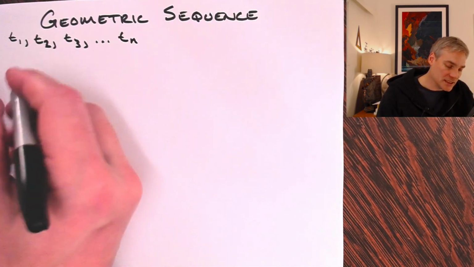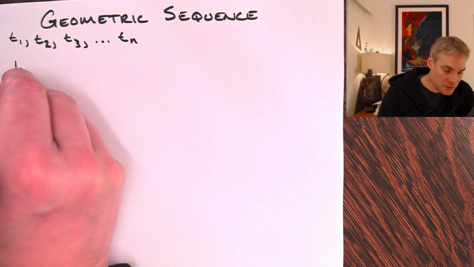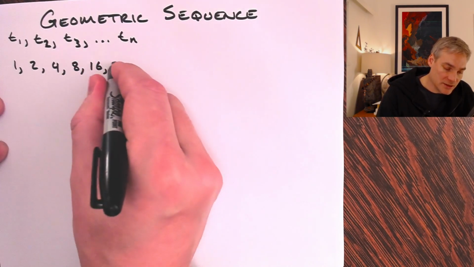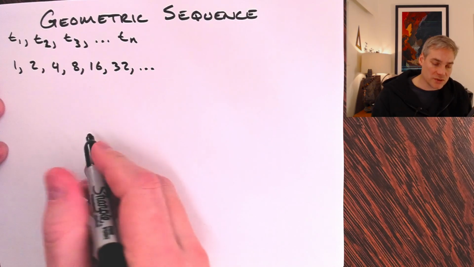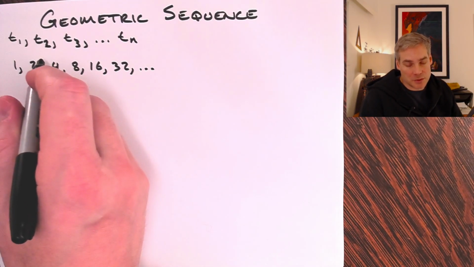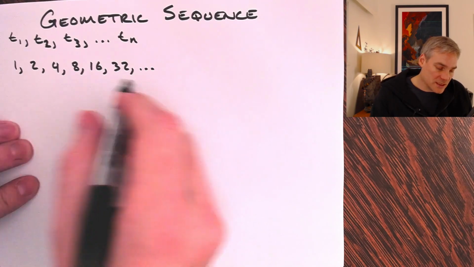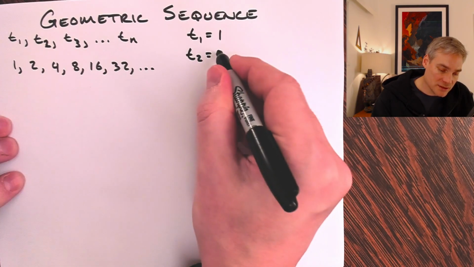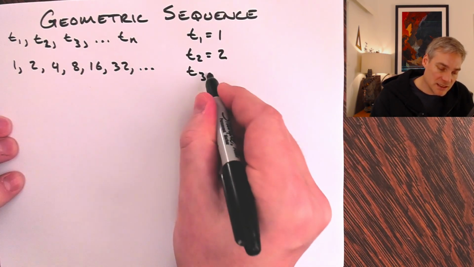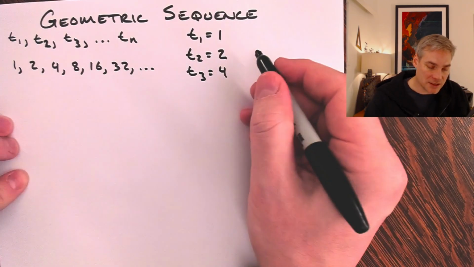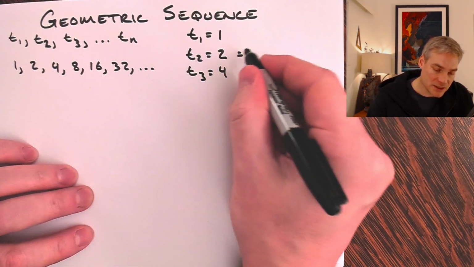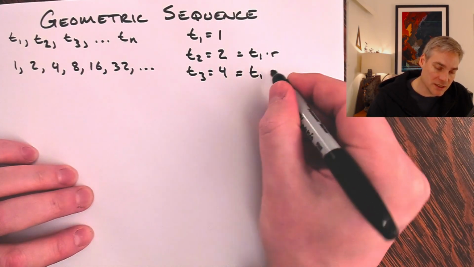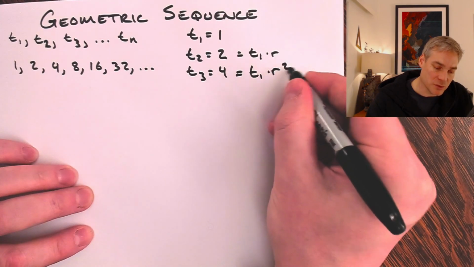Now, the difference here is these numbers are going to be something like 1, 2, 4, 8, 16, 32, and on. So instead of it being a common difference, what we have is a ratio. So we see that here t1 is just 1, and t2 is 2, and t3 is 4. So what we actually notice is that this is actually just t1 times some ratio. And this is t1 times the ratio twice.